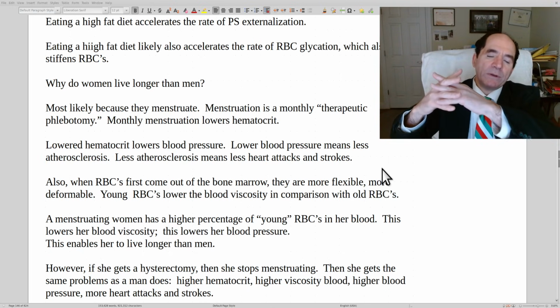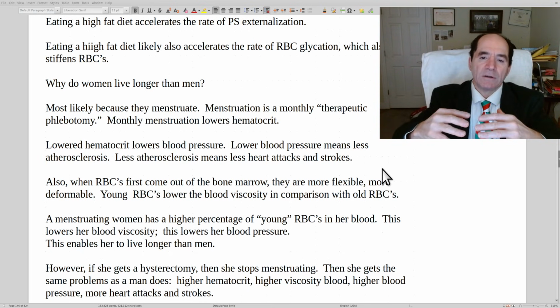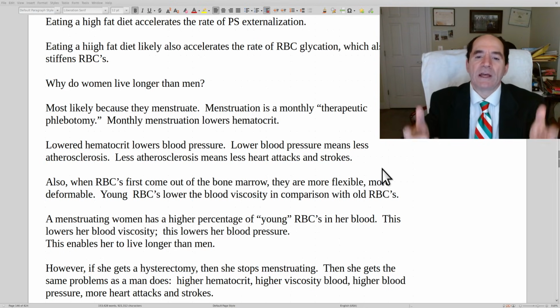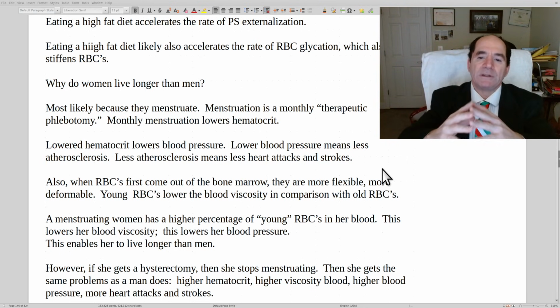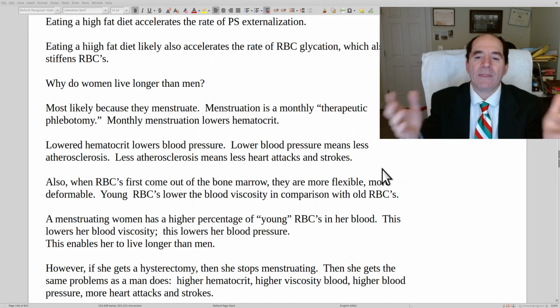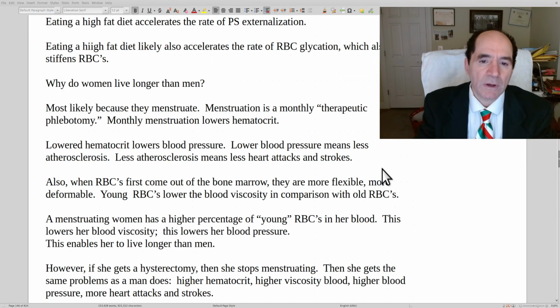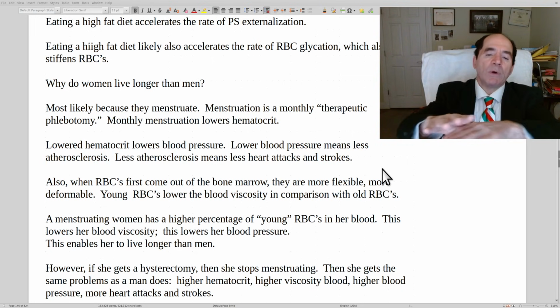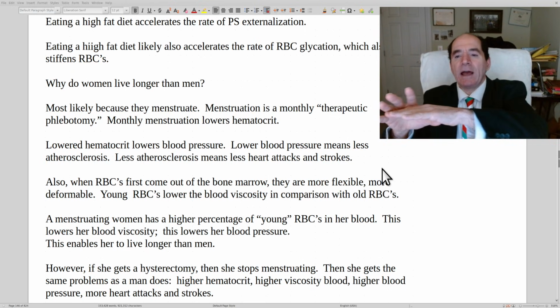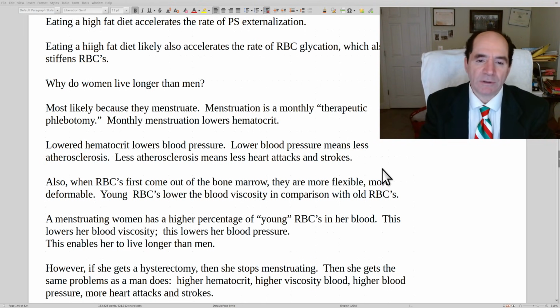So anyways, when you lower the hematocrit, the blood is thinner, less thick, lower viscosity, so that lowers blood pressure. Lower blood pressure means less injury to arterial walls, and that means less atherosclerosis. Okay, so that protects women. Once a woman's postmenopausal, they start taking on similar risks of a man of having these progressive Western diseases.